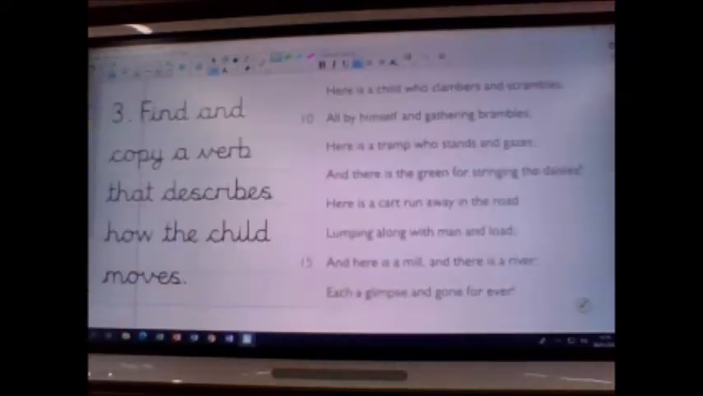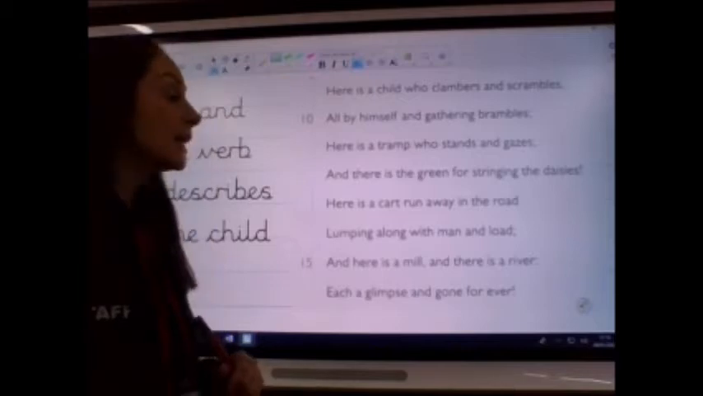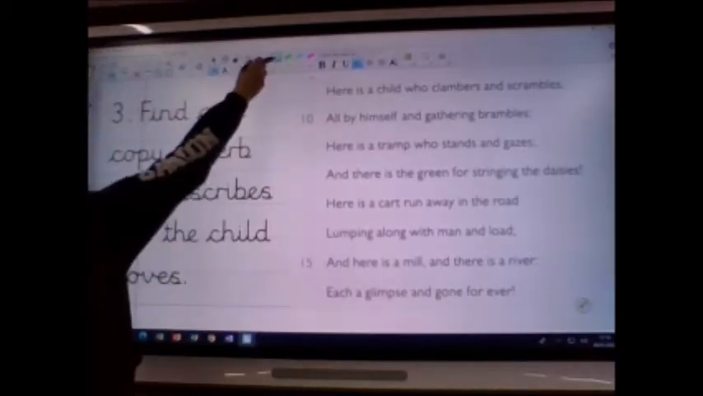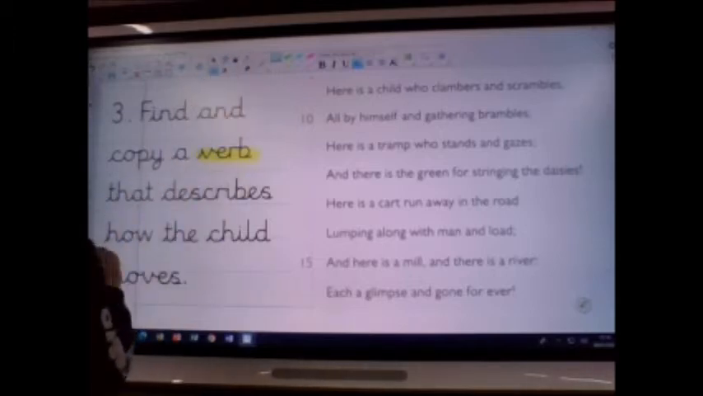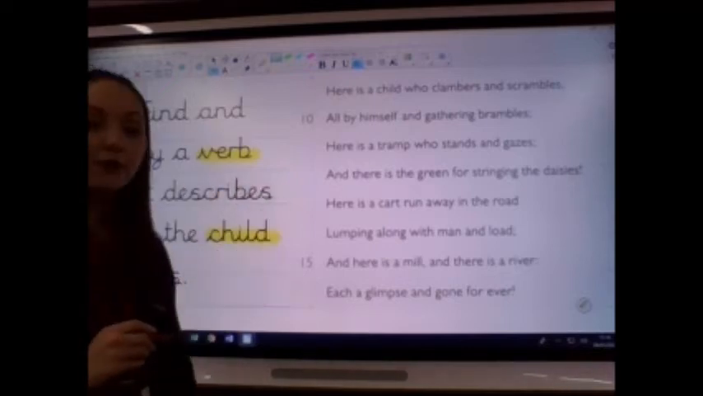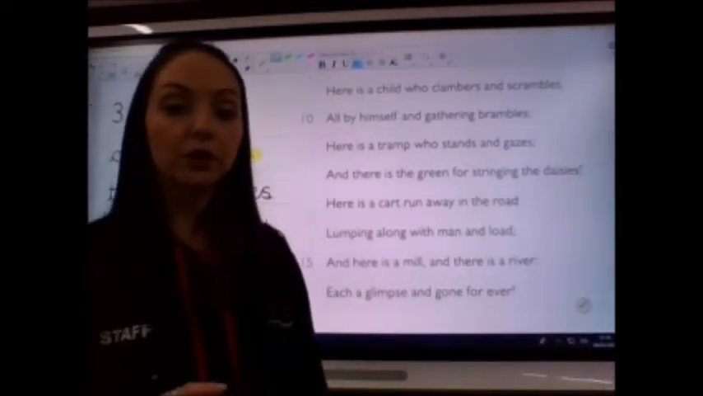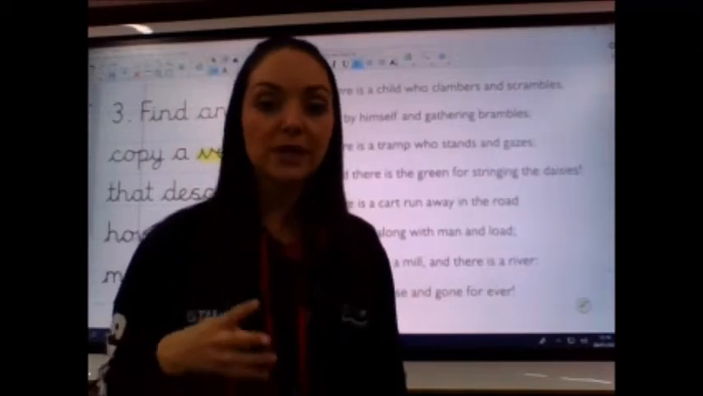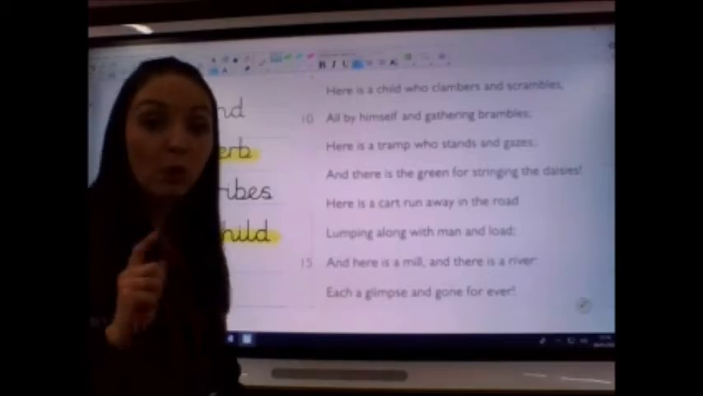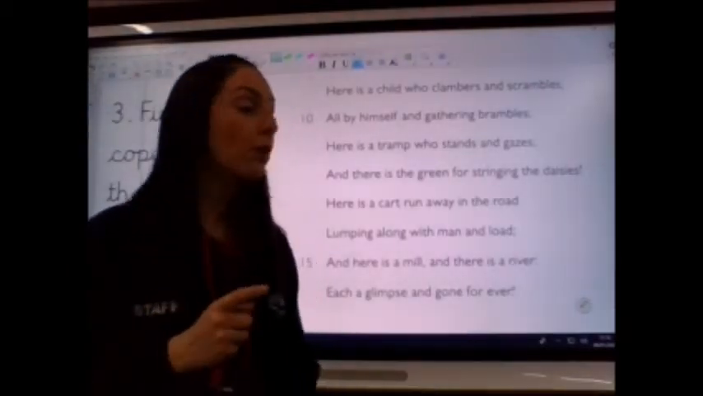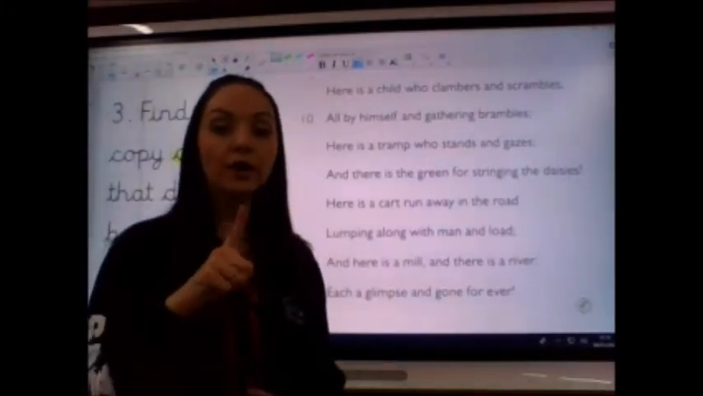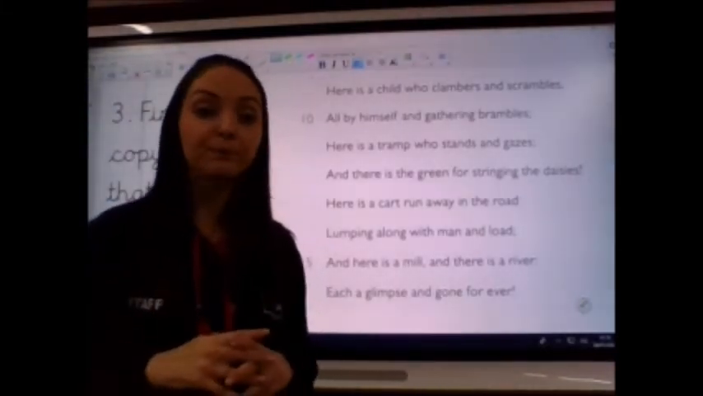Okay, your next one then, question 3, says find and copy a verb that describes how the child moves. So we've got another SPAG question here. It's something about the child and we're looking for a verb. Now remember, a verb is a doing word, an action word, something that somebody does. So if you find child in the text, I think there's more than one verb in there, but make sure you only pick one, because it says a verb, doesn't it? So only pick one, and then you can just write that word.